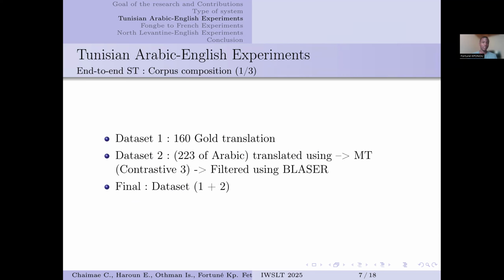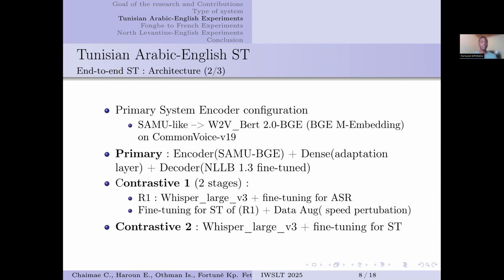To build our end-to-end speech-to-text translation system, we have two datasets. The first one contains 160 hours of code-switched translation, while the second dataset contains 223 hours of Arabic data with transcription. These datasets don't have the translation. Then we proceed to the translation of dataset 2, followed by a filtering. At the end, we combine both datasets to obtain our final dataset used to train the system.